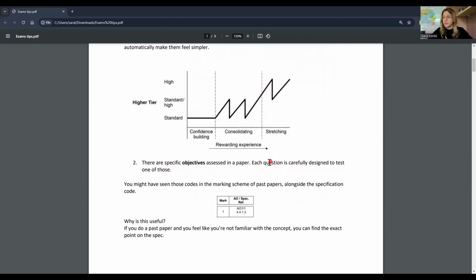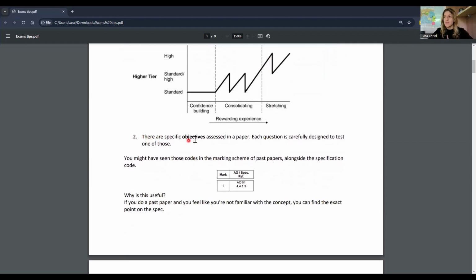But the most important part I want to discuss today is this objective. So there are specific objectives assessed in the paper. Each question is designed to test one of those. And when you look at the mark schemes, at least in most mark schemes, you do have the objective and the specification reference. So if you don't know which topic it is, this is the number that you need to look up in your specification, okay? Also the type of objective.